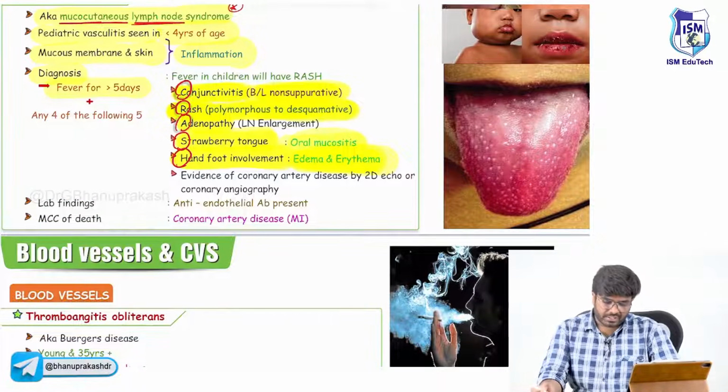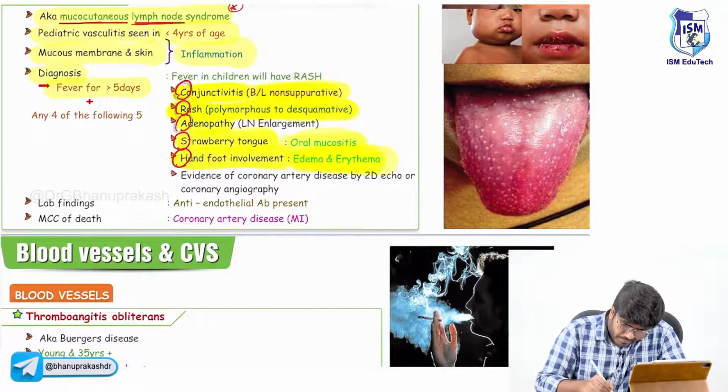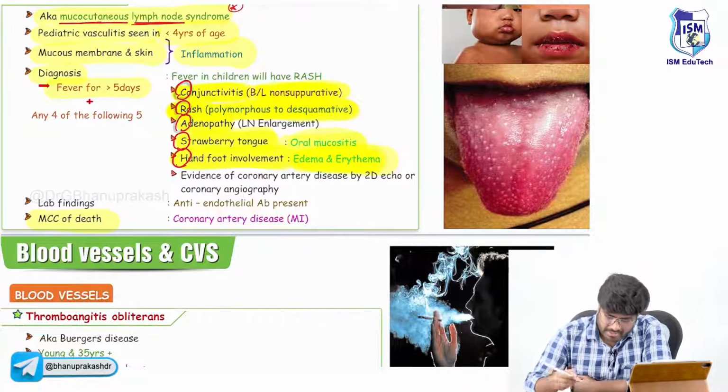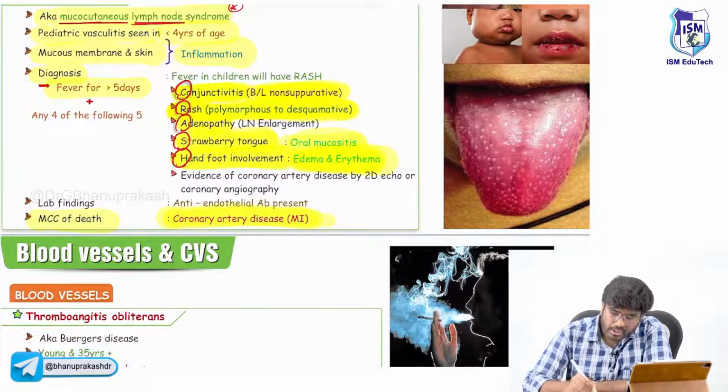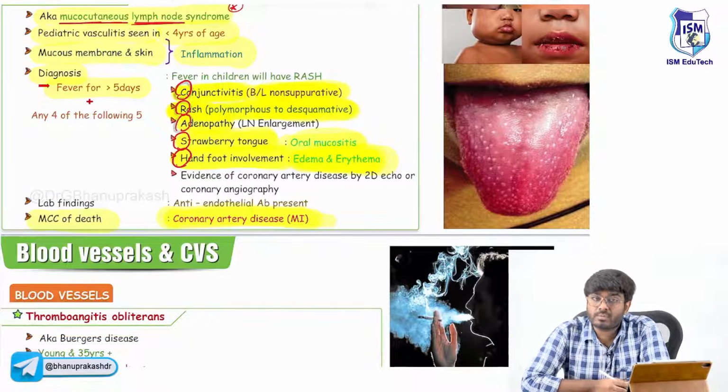C-R-A-S-H. Crash. And I have explained what is the most common cause of death. The most common cause of death in this patient is coronary artery disease. Why coronary artery disease? Because of the involvement of the coronary arteries. The most common blood vessels that are involved are the coronary arteries.